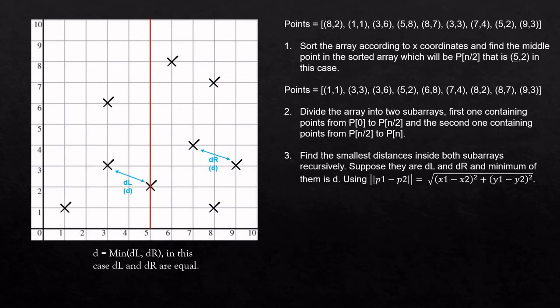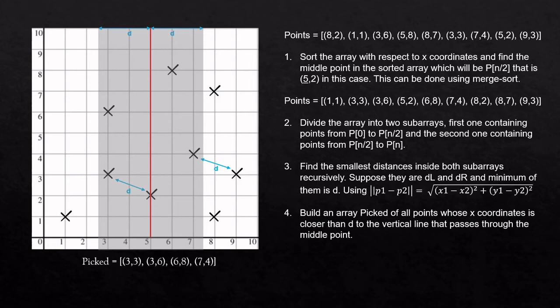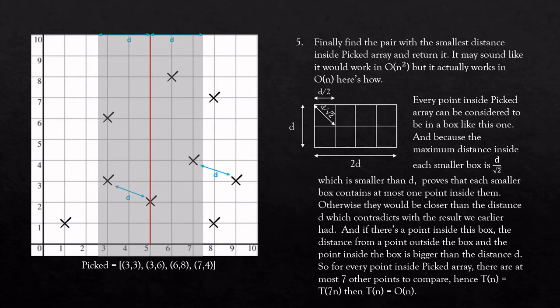Then find the smallest distances inside both subarrays recursively. Suppose they are dl and dr, and the minimum of them is d, using the Euclidean distance formula. Build an array named, let's say, picked, of all points whose x-coordinates are closer than d to the vertical line that passes through the middle point. And finally, find the pair with the smallest distance inside the picked array and return it.